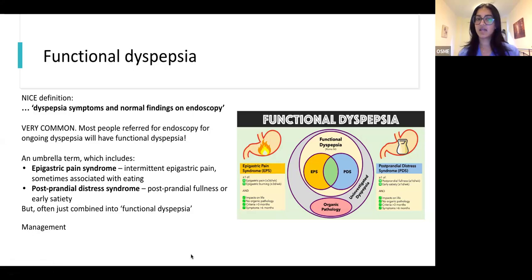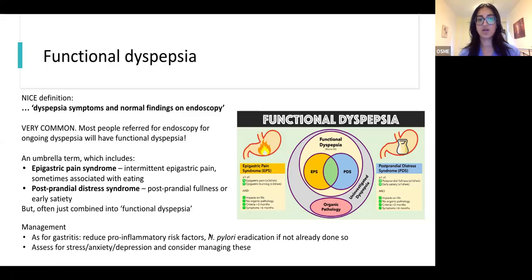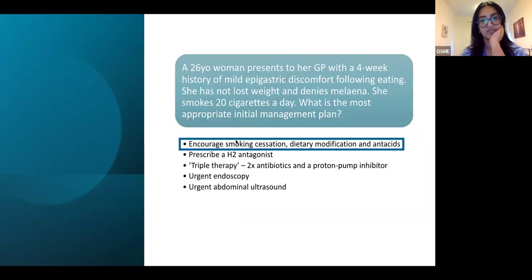Management is exactly the same as what we just talked about, reducing those risk factors, getting rid of H. pylori. Also, something to consider is stress and anxiety do play a role in gastritis and peptic ulcers and dyspepsia. So that might be another thing you'd want to ask in a history or discuss with your patient, because I think they can have quite profound effects on your stomach. And also consider other causes, keeping your range of differentials quite broad.